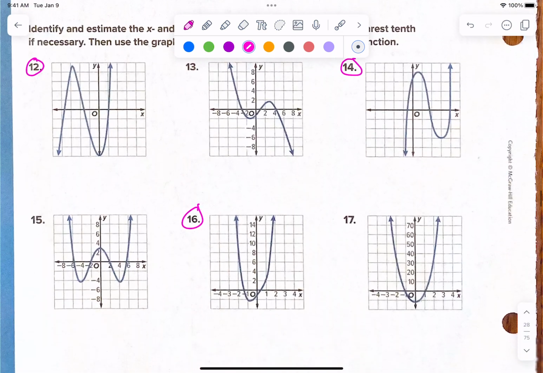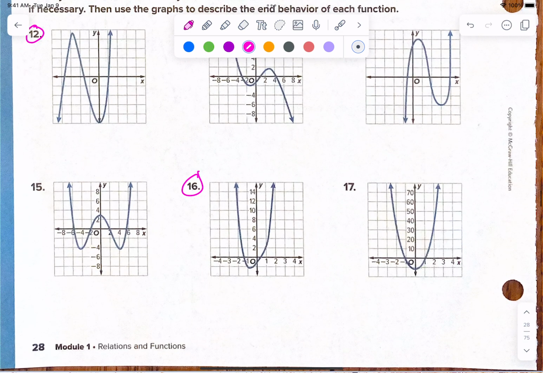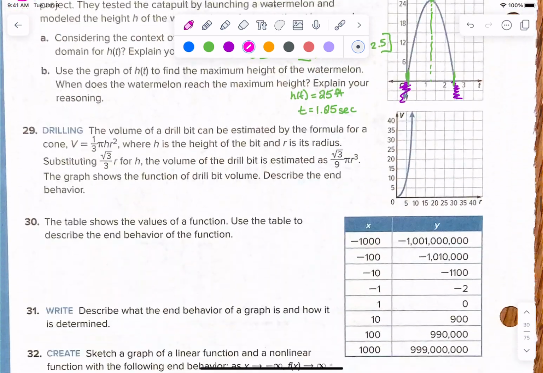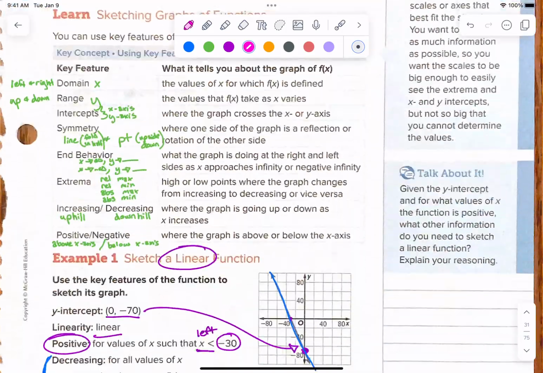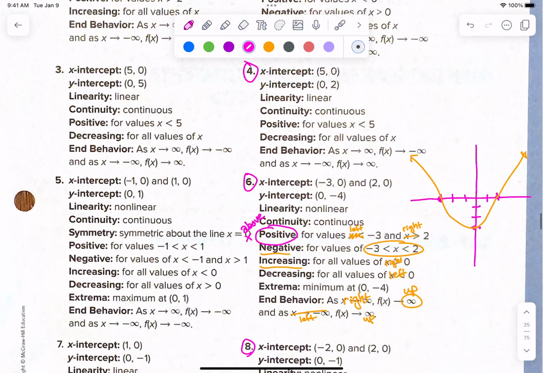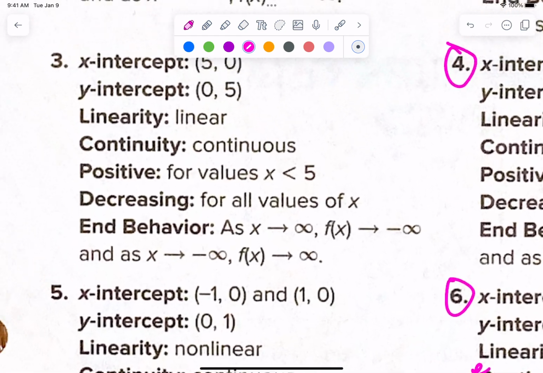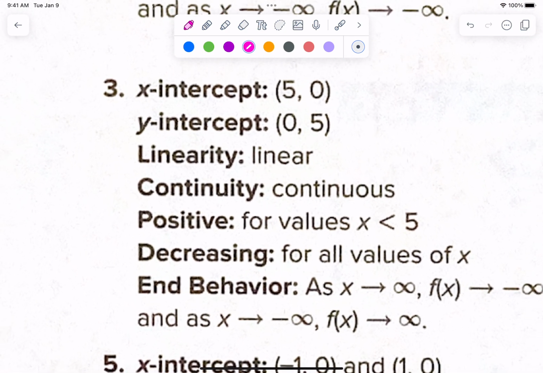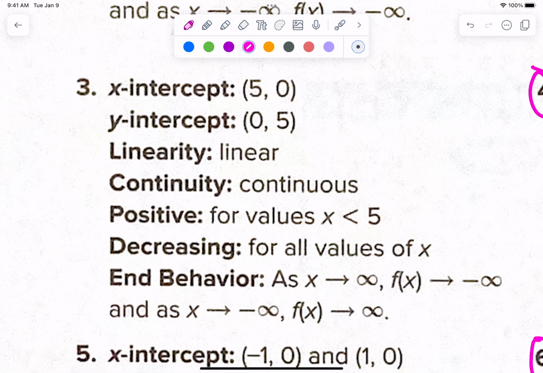Let's go to the next one. I'm going to make you dizzy on the video, whoever's watching this. All right. Number 3, sketch that one with those requirements. This one should be real quick.